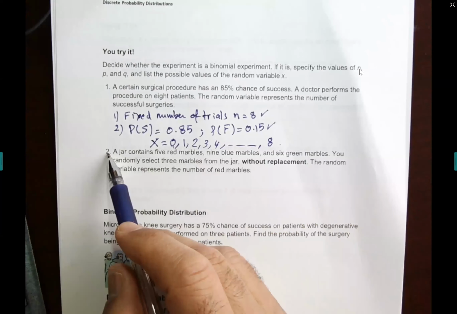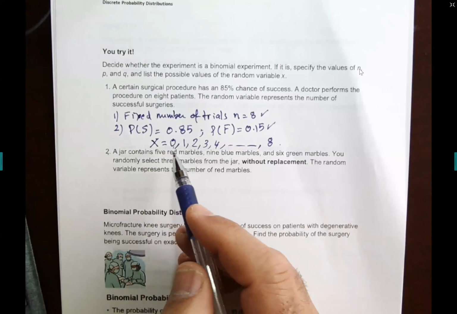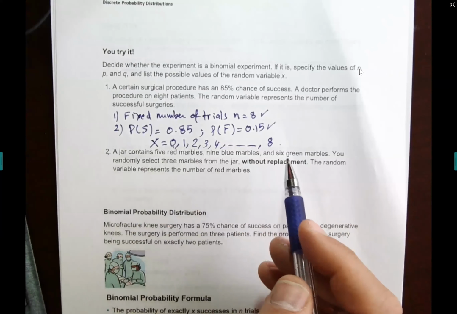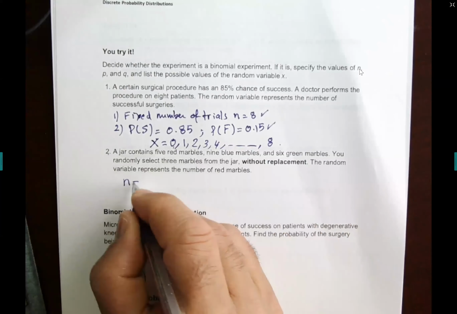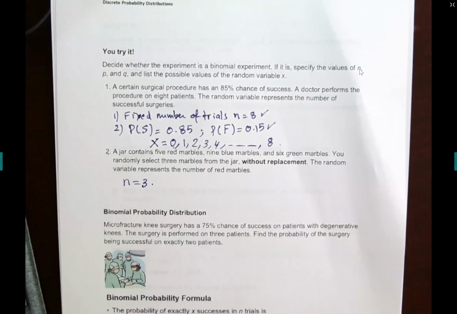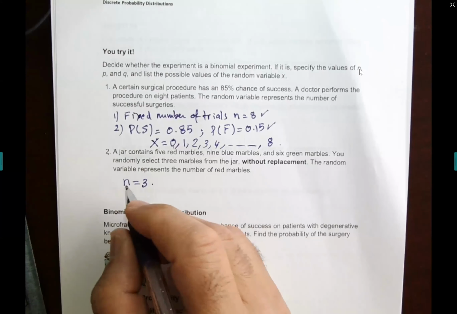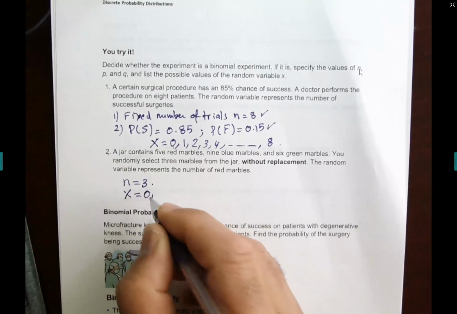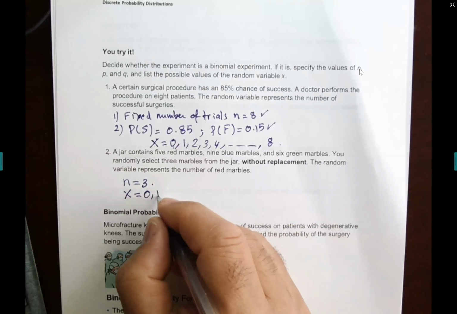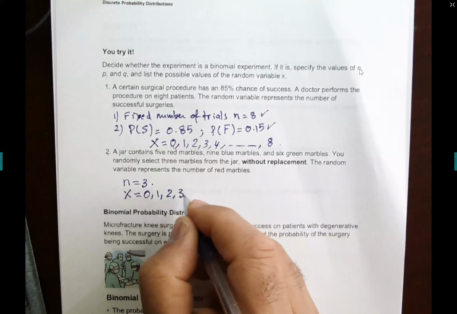Let's go to number 2 and tell me, guys, if you think that this is a binomial experiment. A jar contains 5 red marbles, 9 blue marbles, and 6 green marbles. You randomly select 3 marbles, so n is 3. That's good. We have a fixed number of trials. Without replacement, that means once you select the first marble, you don't put it back. The random variable represents the number of red marbles. If you do it 3 times, you could get 0 red marbles in the 3 trials, or you could get 1, or 2, or 3.